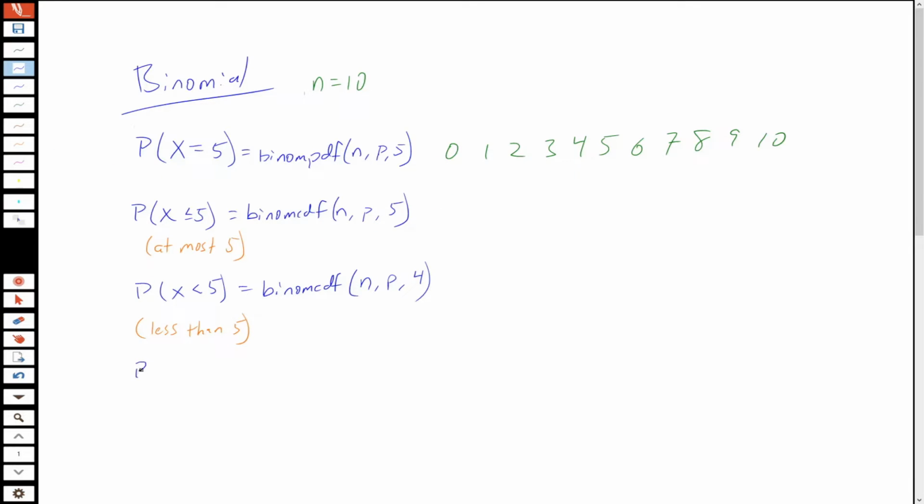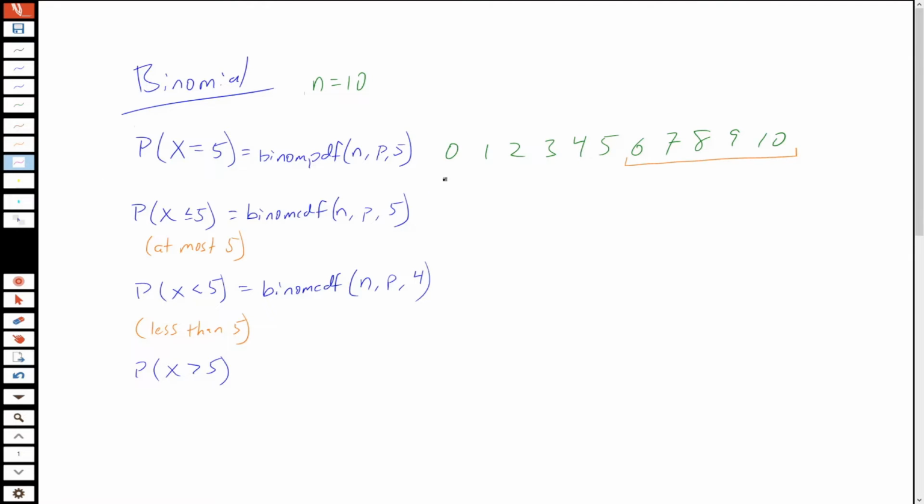Okay, let's look at this where my inequalities go the other way. The probability that x is greater than 5. If I look at my sample space again, greater than 5 is going to be the numbers 6 through 10. And I don't have a calculator command for those on my TI calculator. But it's not necessary, because what I can do is use the complement rule.